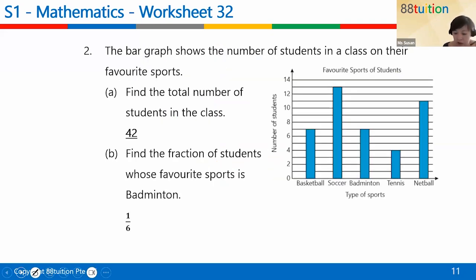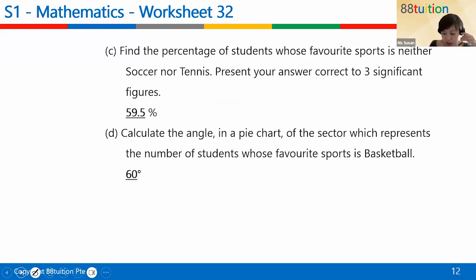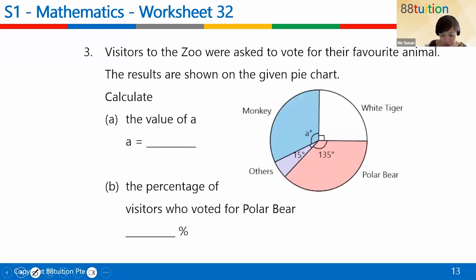Okay, here. The visitors to the zoo were asked to vote for their favorite animal, and the results are shown in a given pie chart. And you notice that they are all given in terms of angles, right? Now, not only angles, they can come in degrees. They can also come in fractions, decimals, or even percentages. Okay, it's possible, it's just a representation.